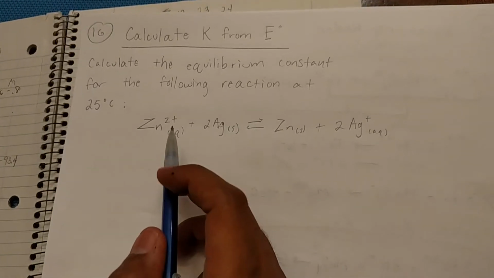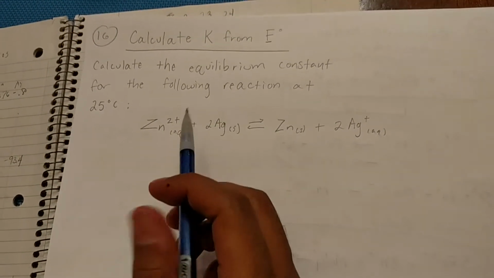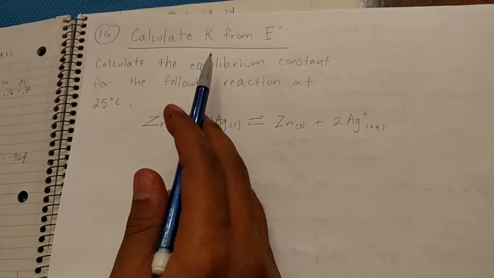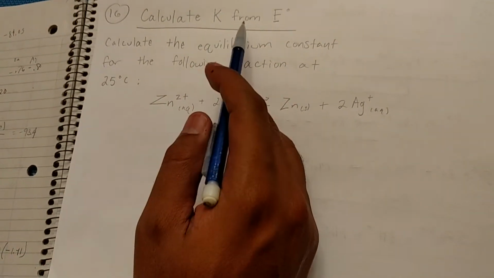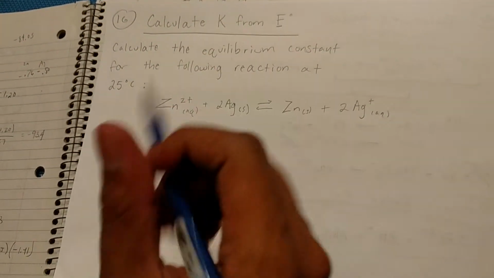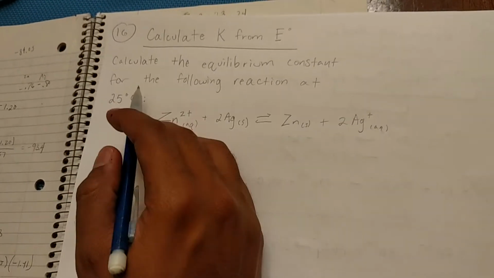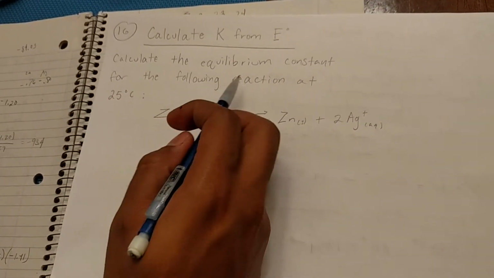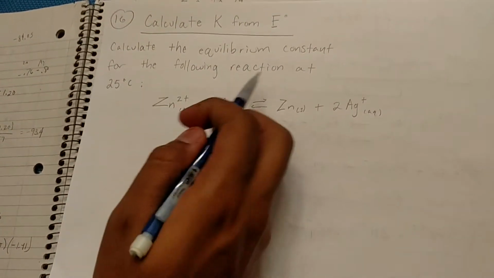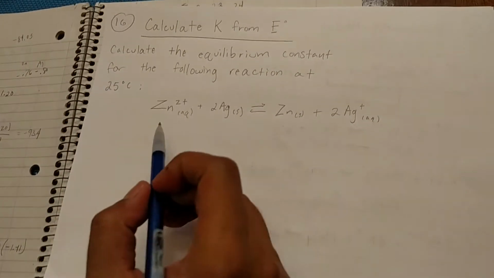This is a problem about electrochemistry. We're going to calculate the equilibrium constant from E. The question states, calculate the equilibrium constant for the following reaction at 25 degrees Celsius.